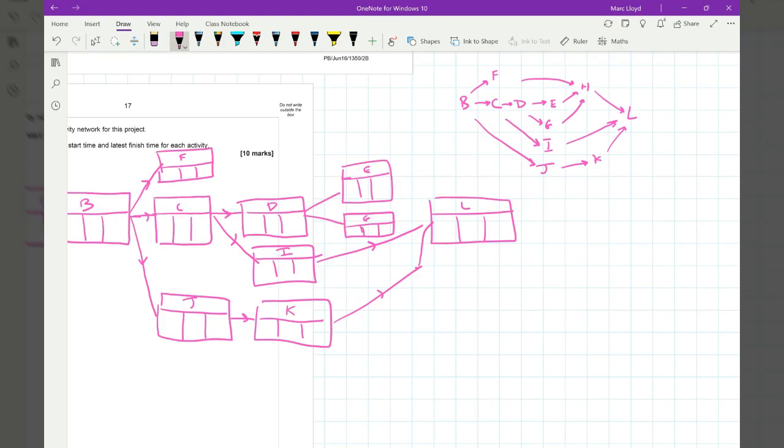K, G, E, G, I, J's there. J goes to K into L. G goes then into H. E into H, G into H. F goes into H, and then I've got this little, I'm going to have to just draw it round to there to get to L, but it's almost there or thereabouts.